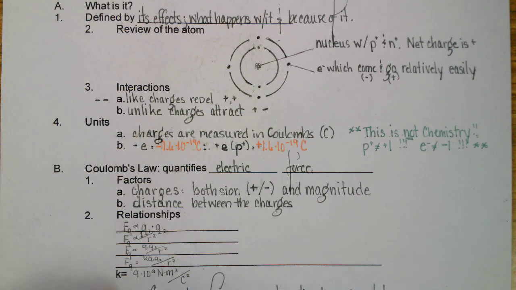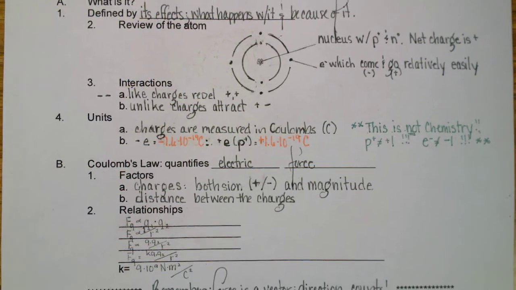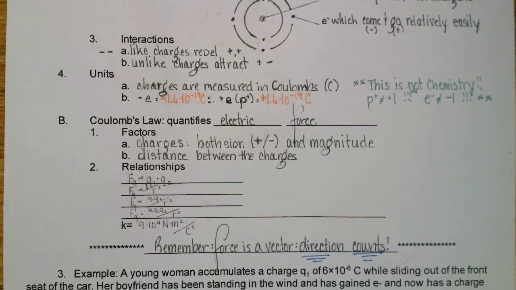You'll notice that for my equation up here, I have to end up with Newton, so I need to have a Newton in there. My meter squared is in the denominator, so to get rid of it, I have to put it in the numerator. My Coulomb squared is going to be in the numerator, so to cancel it out, it has to be in the denominator. 9 times 10 to the 9th, you're going to use that every time you use this equation for force.